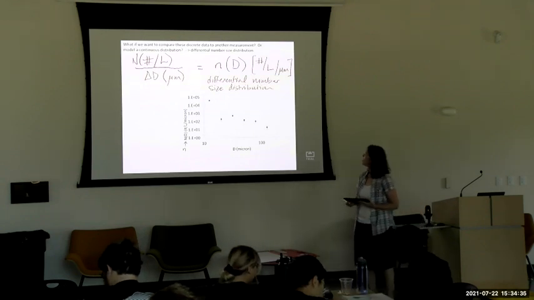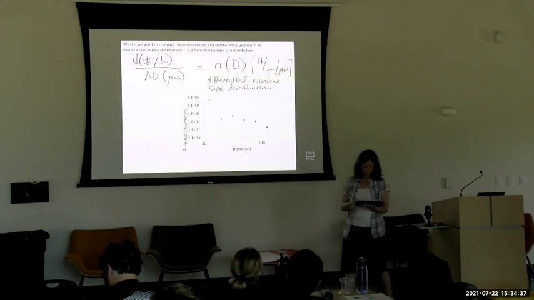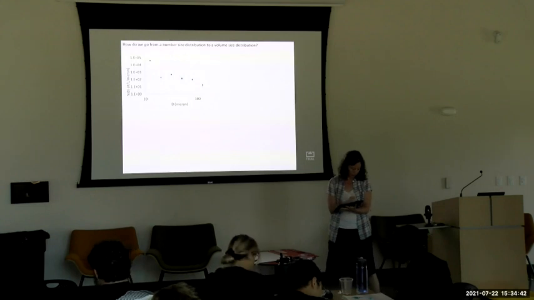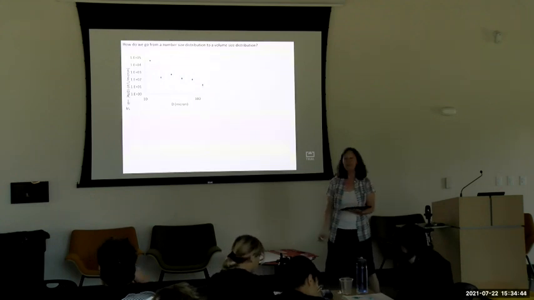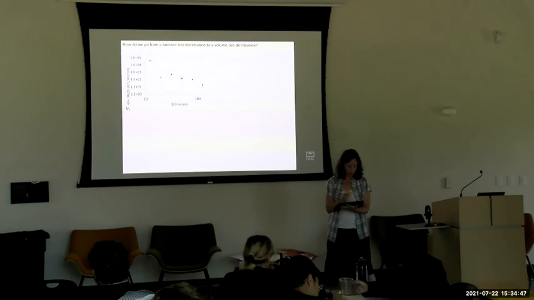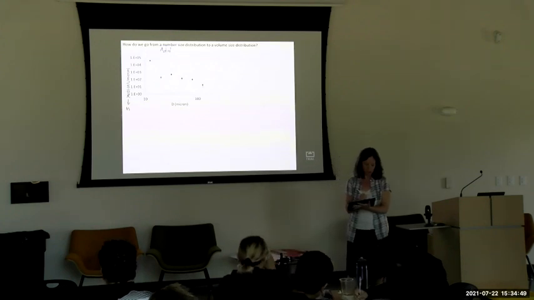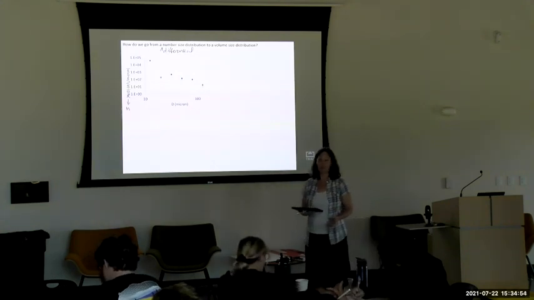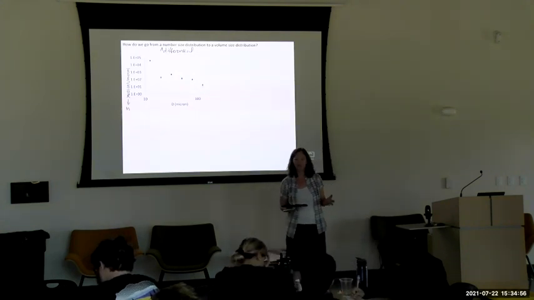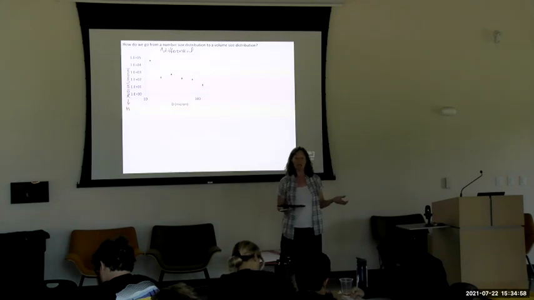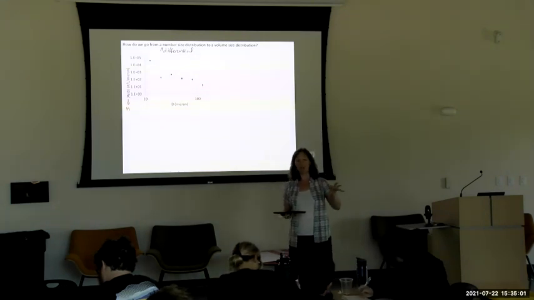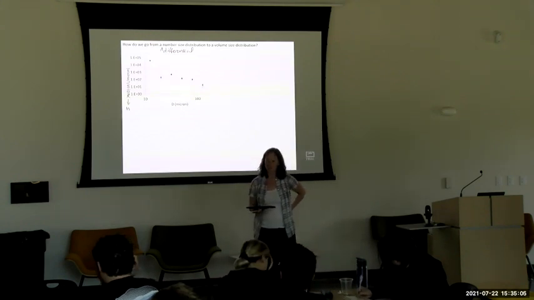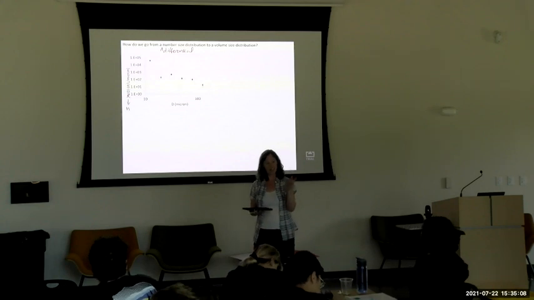Okay. So how do we go from a number size distribution, a differential number size distribution, to a volume size distribution? This might be important to think about if you want to, say, integrate, right? Figure out how much volume resides within each of these size bins. So this is just sort of asking you to think about units.